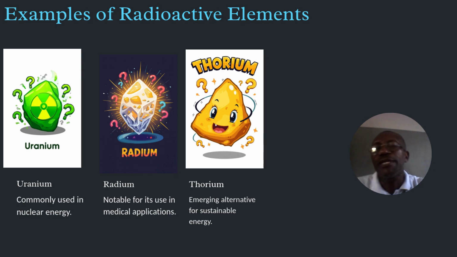The second radioactive element we'll be talking about is radium. Radium is popularly used for the treatment of ailments like cancer. Then thirdly, the third radioactive element is thorium. Thorium is quite an emerging radioactive element. It is also used in the generation of electricity.